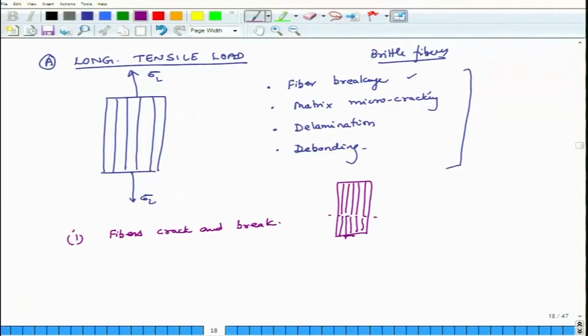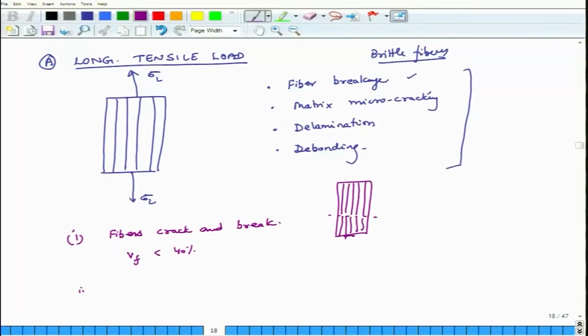Now, this type of failure happens typically when volume fraction, especially for glass fiber systems, is less than 40%. For other fiber systems this number may differ. Now, as you increase the volume fraction of fibers, there is a chance that some fibers may not be perfectly bonded to the matrix. So, in that case the type of failure that happens is a little bit different.